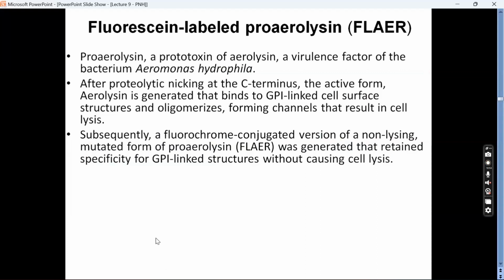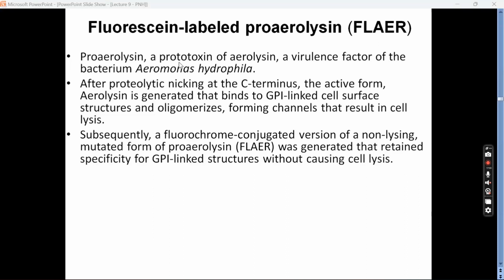Now, apart from CD14 in monocytes, CD24 in neutrophils, and CD157 in neutrophils and monocytes, a very important marker for the diagnosis of PNH by flow cytometry is FLAER. The full form is fluorescent labeled proaerolysin. Now, what is this FLAER? Let me tell you first.